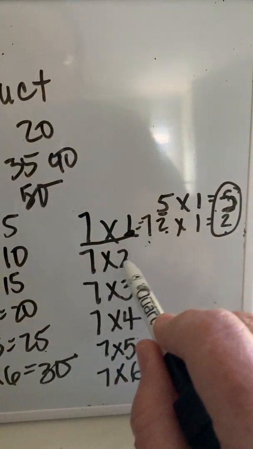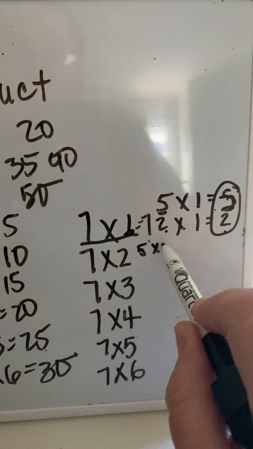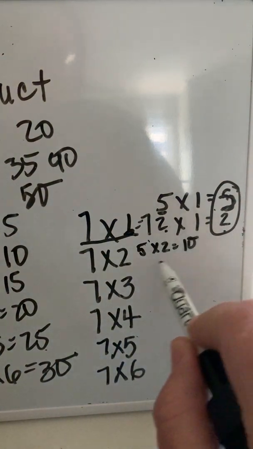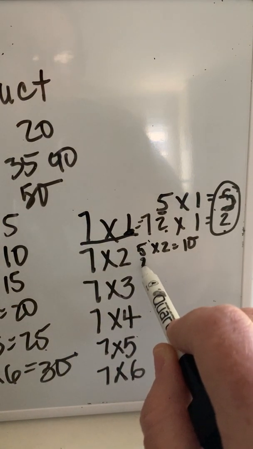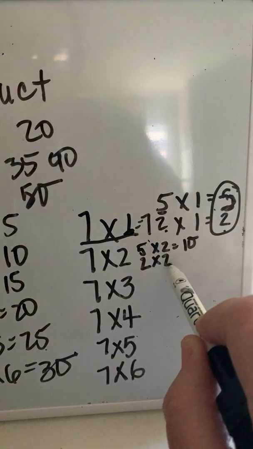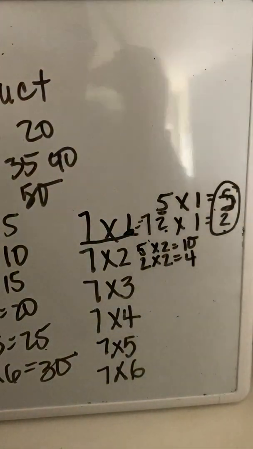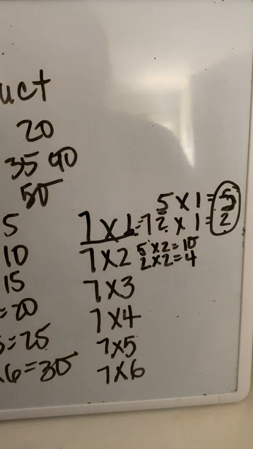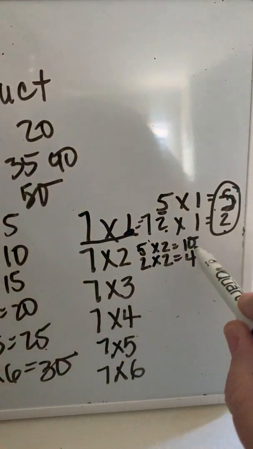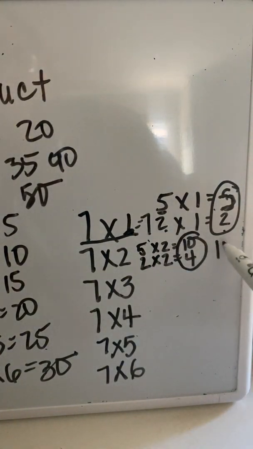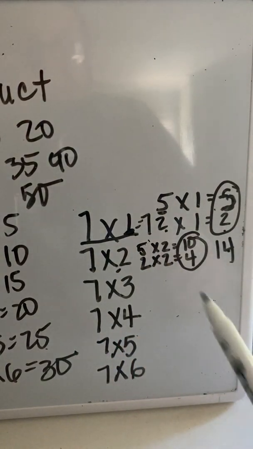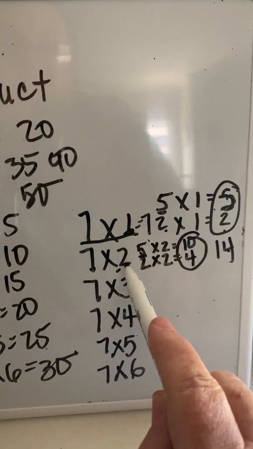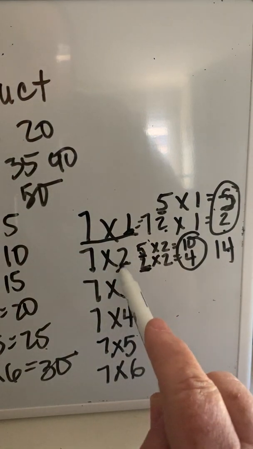All right, let's do this one. 5 times 2 is 10. 2 times 2 is 4. You add those up. What is it? 14. 7 times 2 is 14. So you do a 5 times this and a 2 times this.